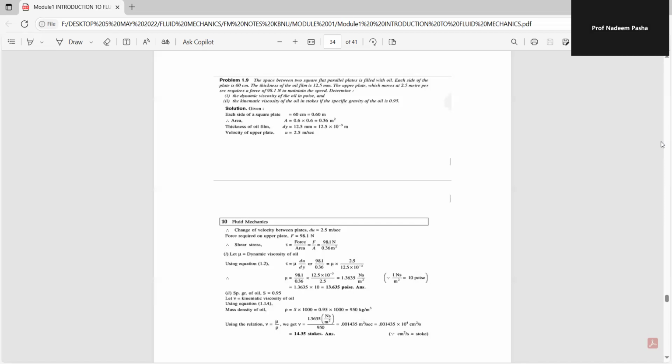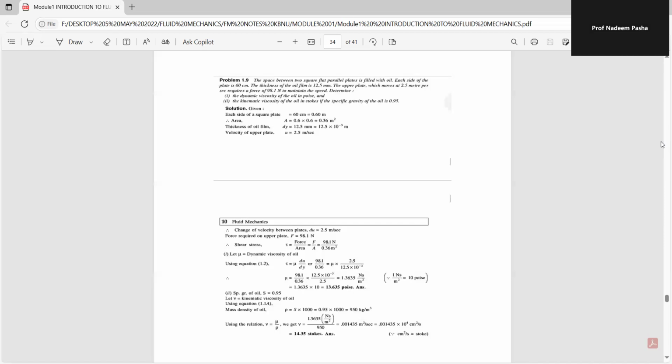The upper plate moves at 2.5 meter per second. So what is the velocity required to move the plate? 2.5 meter per second. And it requires a force of 98.1 Newton. So how much is the force required to move the plate? 98.1 Newton to maintain the speed. So these are the things given to you.